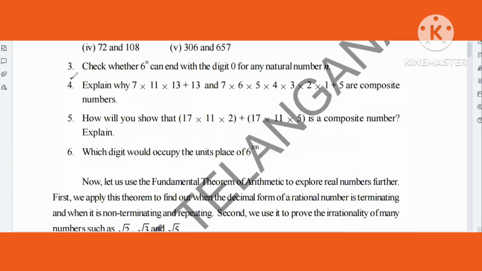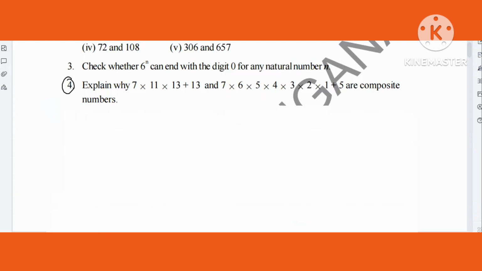And the fourth one: explain why 7 into 11 into 13 plus 13 and 7 into 6 into 5 into 4 into 3 into 2 into 1 plus 5 are composite numbers. You know that according to the fundamental theorem of arithmetic, every composite number can be written as a product of primes. So here let us see whether it is able to be written as a product of primes or not.